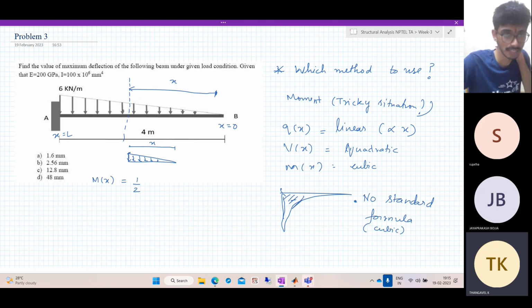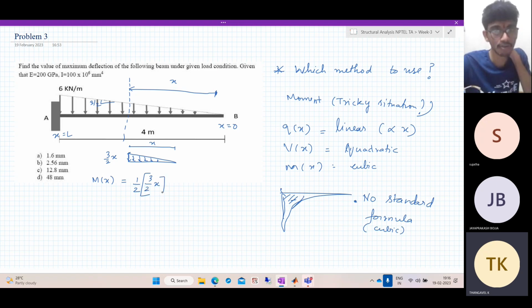So the slope of this line is 3 by 2. So the maximum intensity is 3 by 2 x. So what is the height? It is 3 by 2 x. And what is the length? x. So this is the area, right?